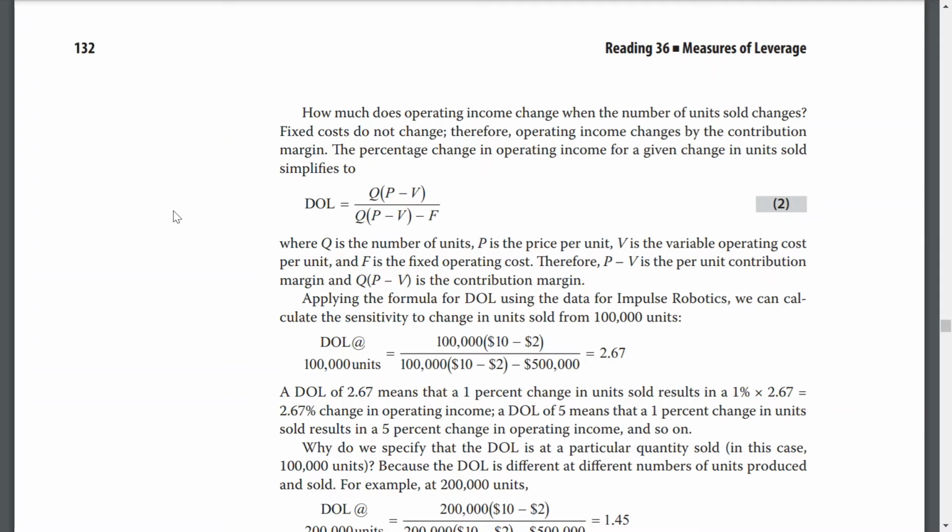The percentage change in operating income for a given change in units sold is simplified as such, where Q is the number of units, P is the price per unit, V is the variable operating cost per unit, and F is the fixed operating cost. Therefore P minus V is the per unit contribution margin, and Q multiplied by (P minus V) is the contribution margin. Applying the formula of DOL using the data of Impulse Robotics, we can calculate the sensitivity of change in units sold from 100,000 units as such. So here is just using the calculation formula.